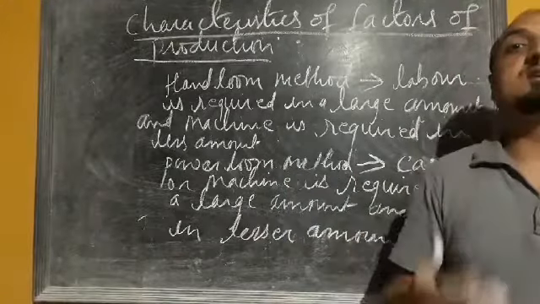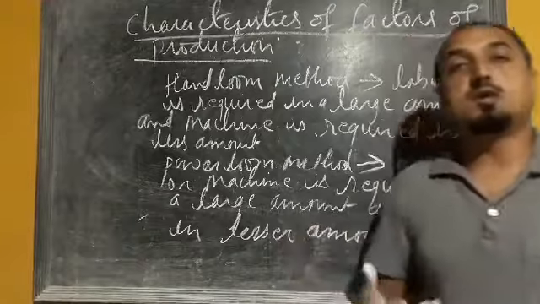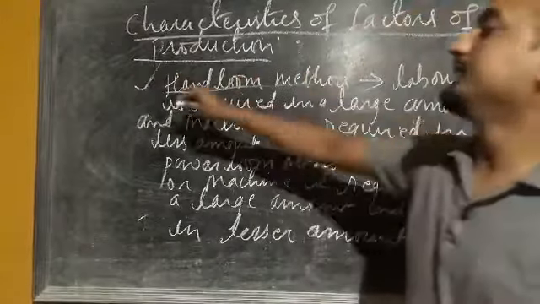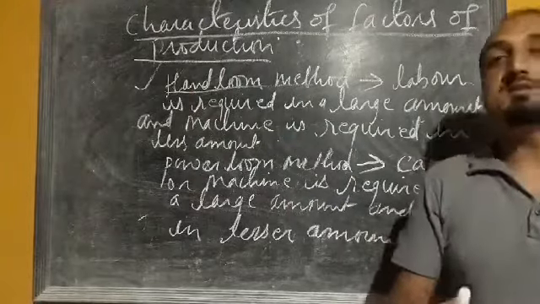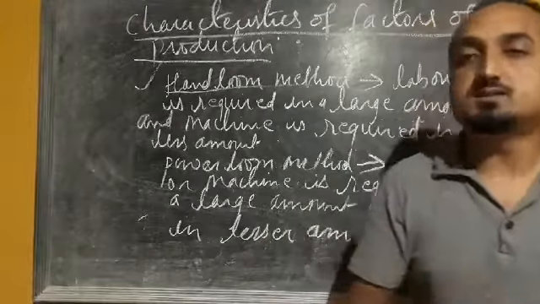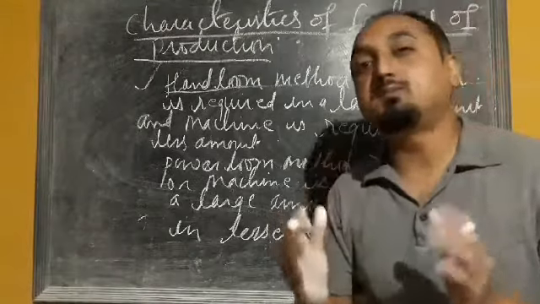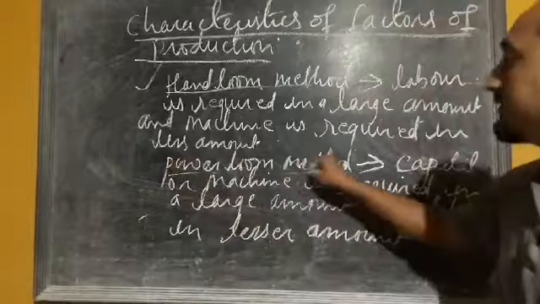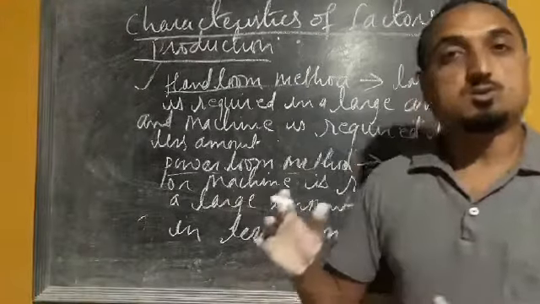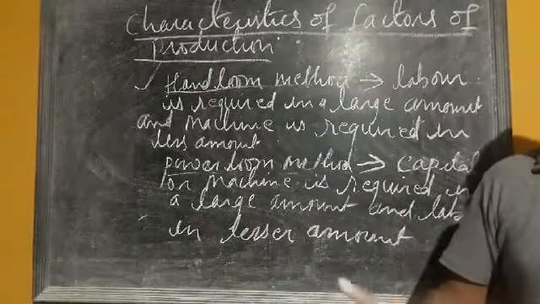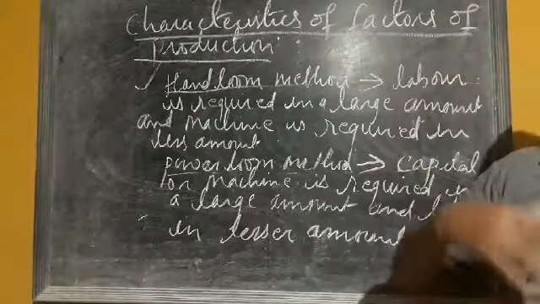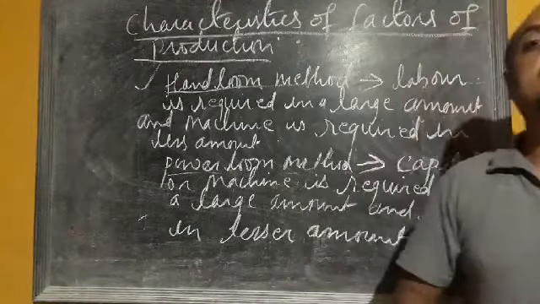It depends on the techniques or methods of production. If we are using a labor intensive technique, it means more use of labor. One example here is the handloom method, which is a labor intensive technique, where labor is required in a large amount and machines and capital in a lesser amount. Similarly, capital intensive techniques relate to the power loom method, where more machines and less labor will be used. So the factors of production are not used in the same proportion. The proportion of labor and capital use may vary depending on the techniques of production.